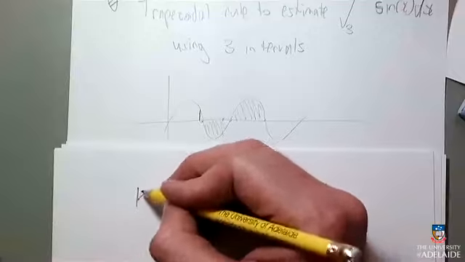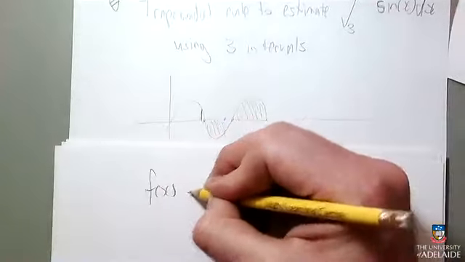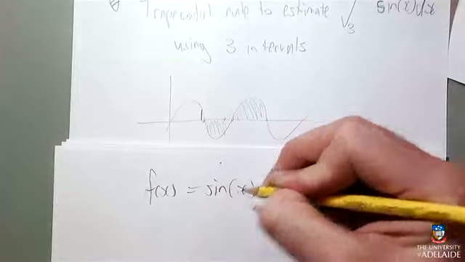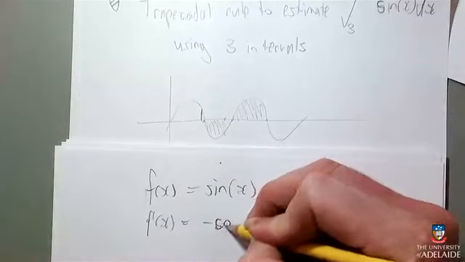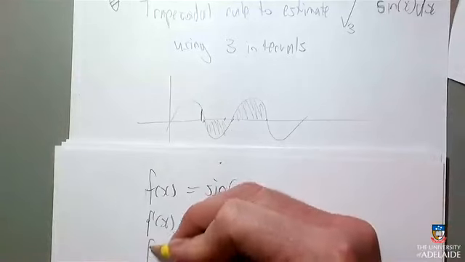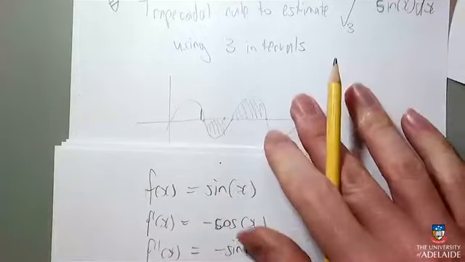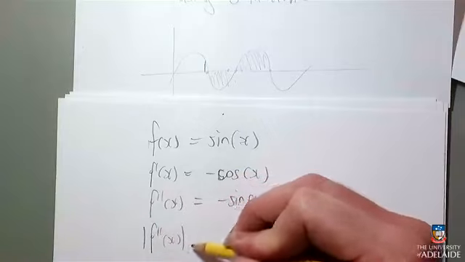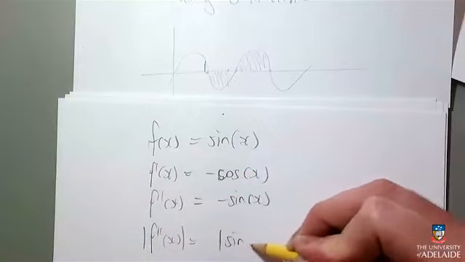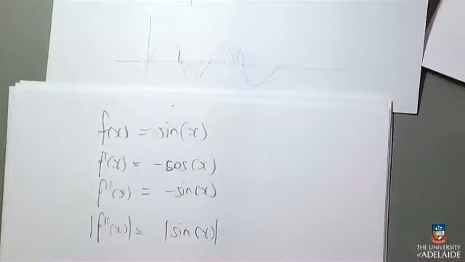So let's see, f of x is sine x, f prime of x is cos x, and the second derivative is negative sine x. And the absolute value of the second derivative is, well, I guess it's the absolute value of negative sine x, which is the same as the absolute value of sine x. And that function looks like this.